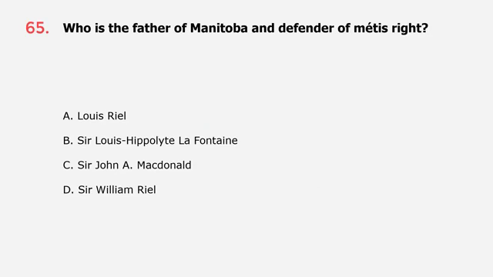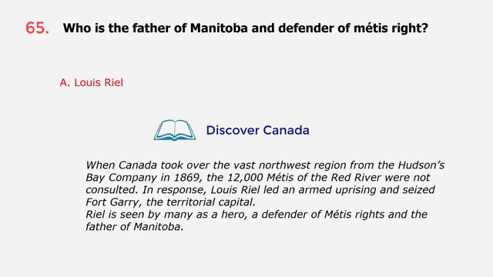Question 65. Who is the father of Manitoba and defender of Métis' right? A. Louis Riel. B. Sir Louis Hippolyte Lafontaine. C. Sir John A. Macdonald. D. Sir William Riel. The answer is A. Louis Riel.